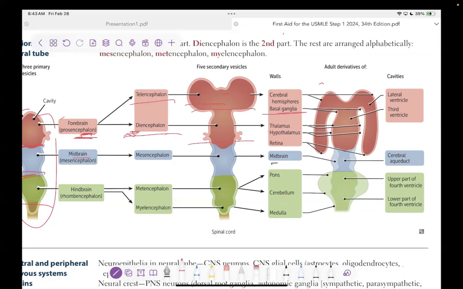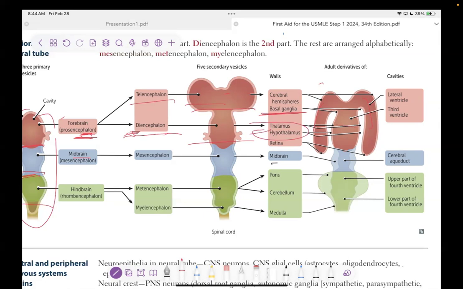And of course, we know that whenever the cerebral hemisphere is made, in between the cerebral hemispheres there are cystic spaces that make the lateral ventricles. So these are the lateral ventricles, and with the thalamus and hypothalamus, there is the third ventricle.